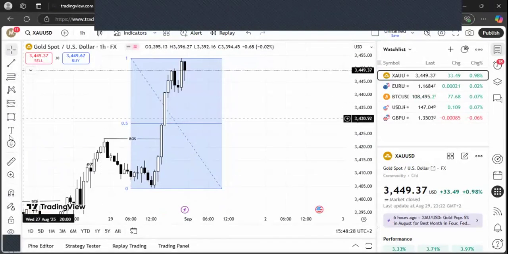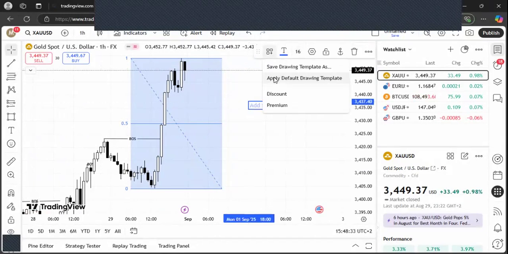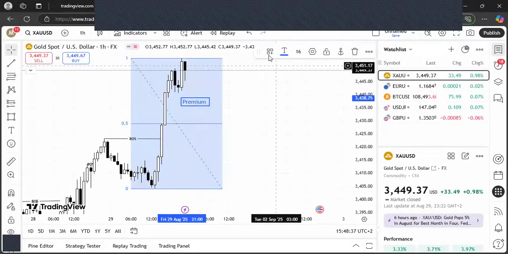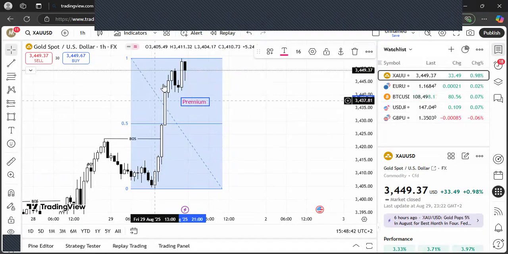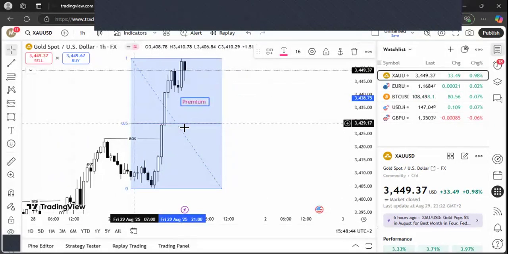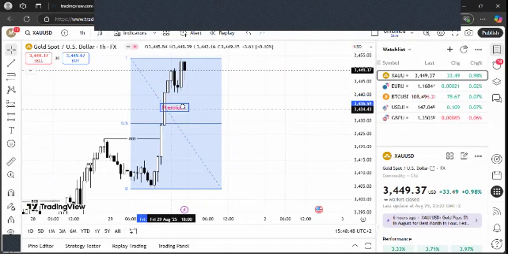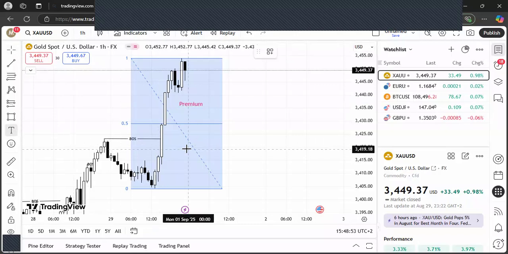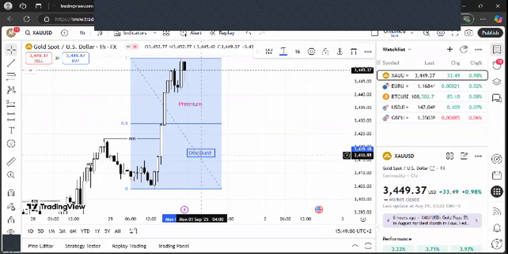This is our premium zone, which clearly means anything above the 0.5, which is our equilibrium at the moment. So anything above the 0.5 is premium. And anything below half of our Fibonacci, which is the 0.5, is discount.